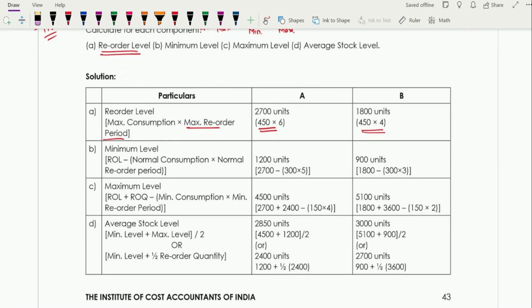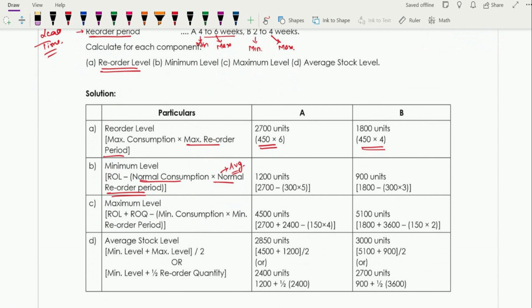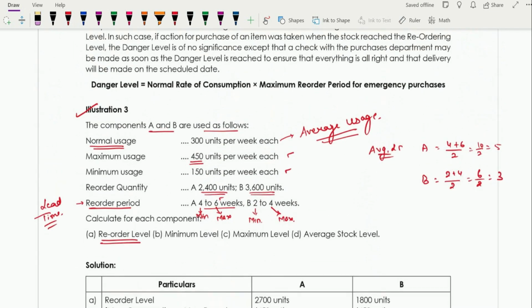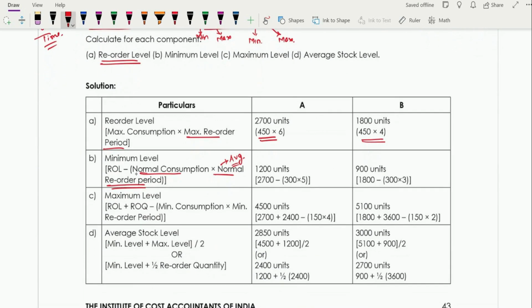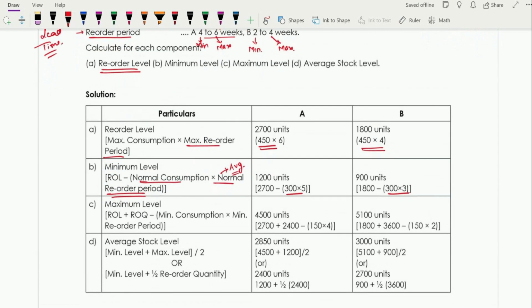Now minimum level, what is minimum level? Reorder level minus normal consumption into normal reorder period. Whenever we are talking about normal, it is average. It is one and the same thing whether you call it normal or whether you call it average, right? So reorder level we have just calculated as 2700 and 1800. Normal consumption is given to you, 300. Normal lead time we have just calculated, 5 and 3. So 300 multiplied by 5, 300 multiplied by 3. Clear?